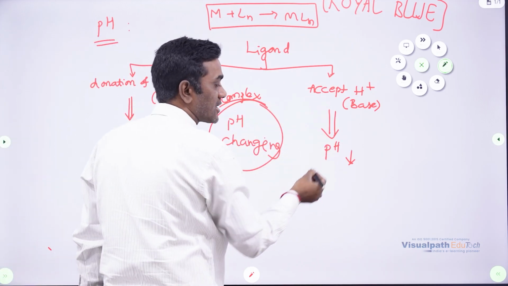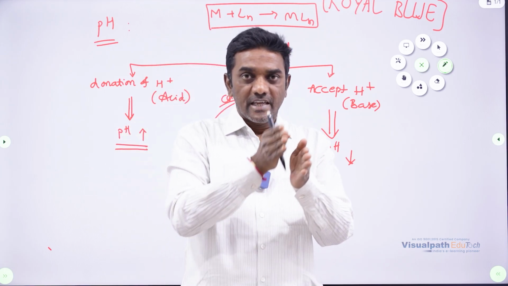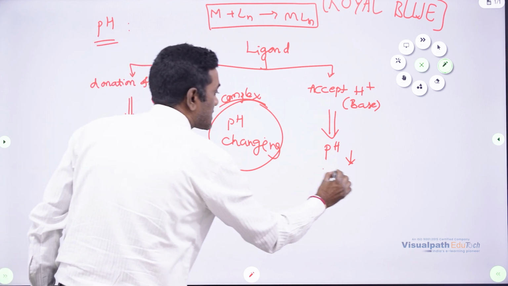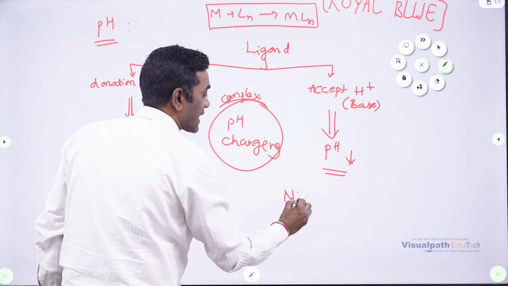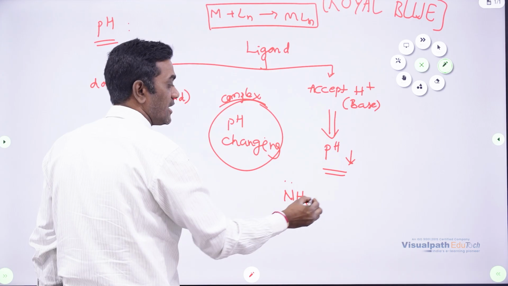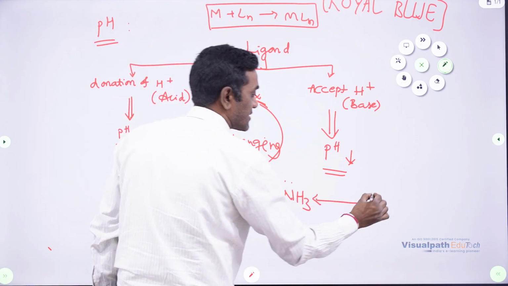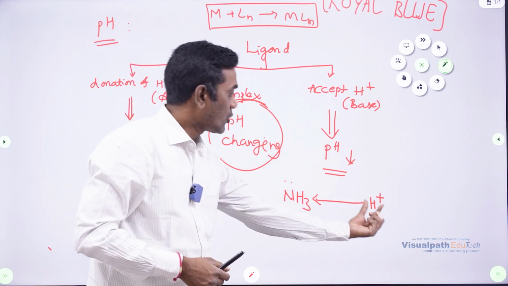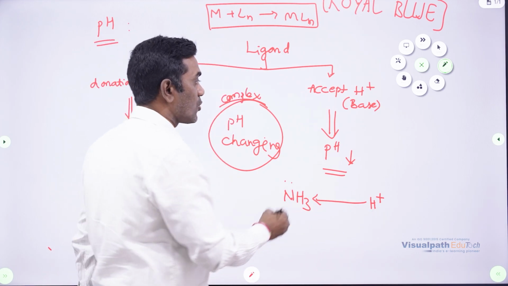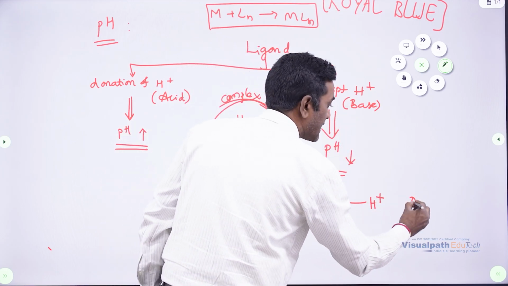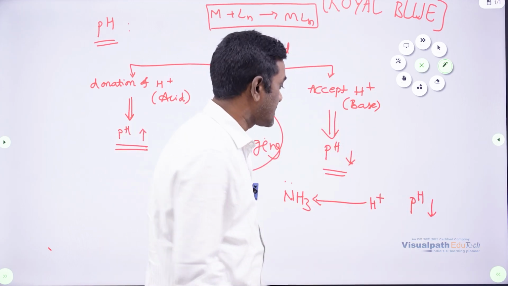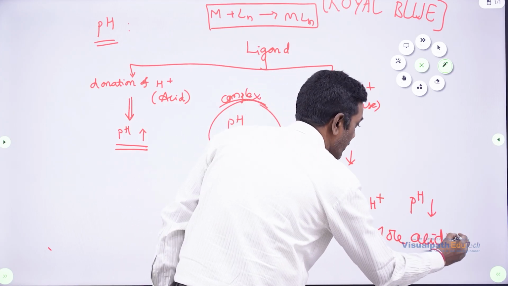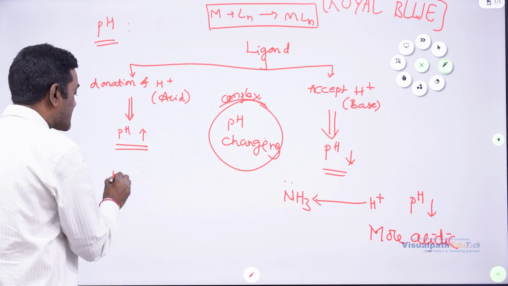What is the meaning of pH decreasing? And what is the meaning of pH increasing? If you are considering an example, let's take ammonia. This ammonia is going to accept protons. Why? Because it is a base and it's going to accept protons. And so what happens? As it accepts, pH decreases. So pH decreases, that means it's more acidic. Now moving on, pH increases, more basic.